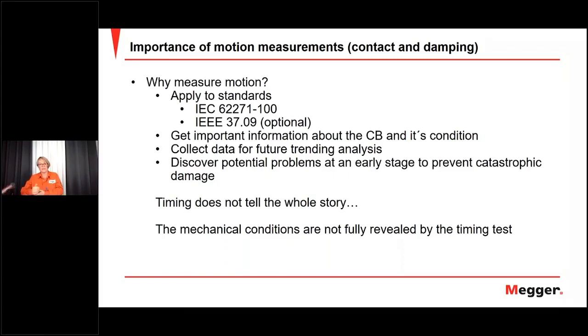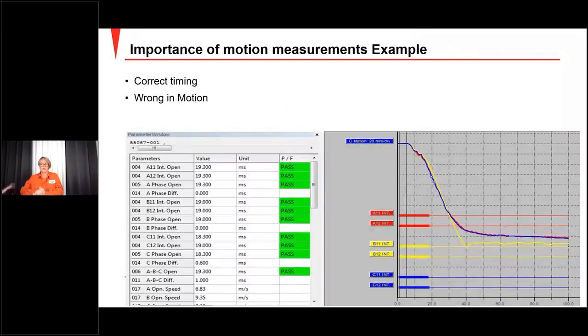I have an example here. This circuit breaker has operated correctly in phase A and B, and the timing looks fine on A, B, and C. Actually, you have a good result on the timing. But if you look at the graph over here, the red and the blue are very similar. But the yellow looks different. So already this, that it's different from the other ones, should really make you observe it.